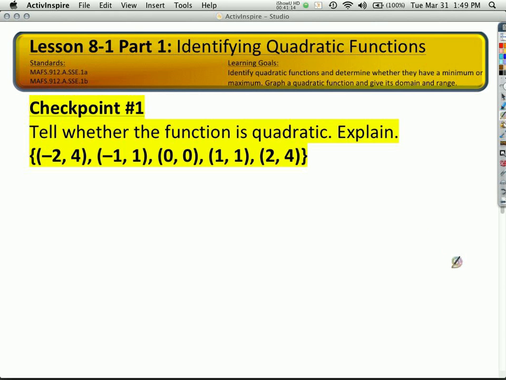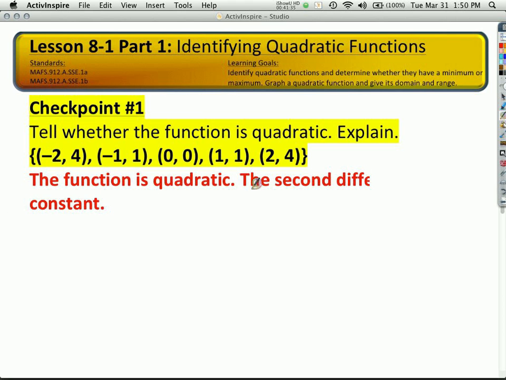Okay, let's do a survey. Give me a thumbs up if you think it's quadratic. 1, 2, 3, 4, 5, 6, 7, 8, 9, 10, 11. Put your thumbs down. A little over half the class. The function is quadratic because the second differences are constant. So it is quadratic, but the form was quite a bit different than what you had seen.